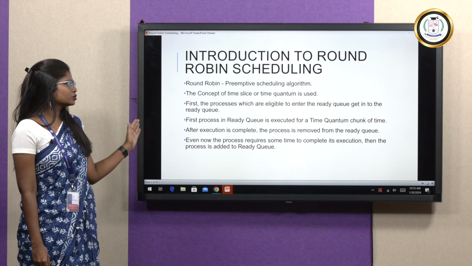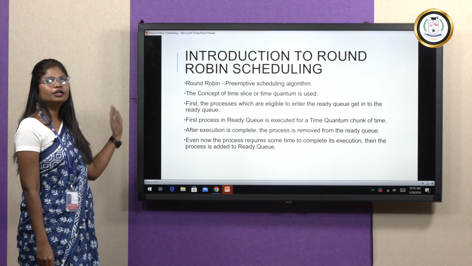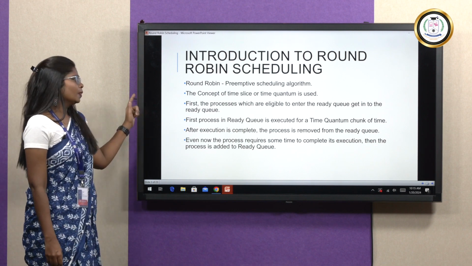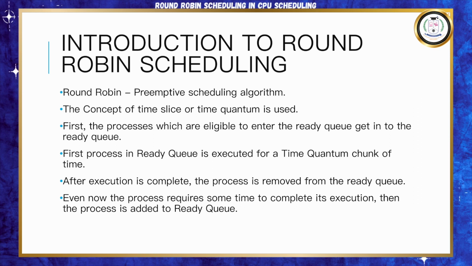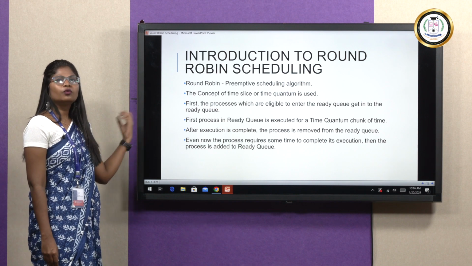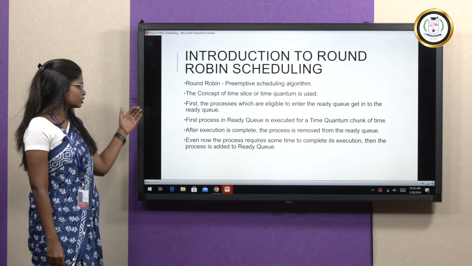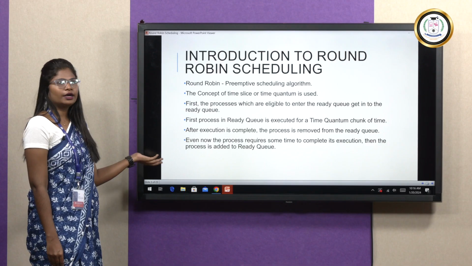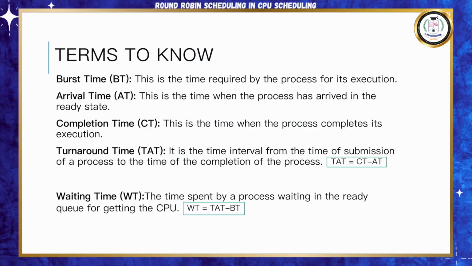Each and every process, when it is ready, will get into the ready queue, and then the first process in the ready queue will be executed first. After the execution of the first process is completed, the process will be removed from the ready queue, and then the next process will be added to the ready queue.